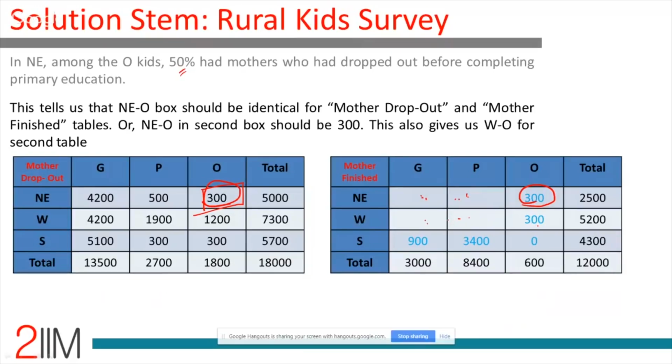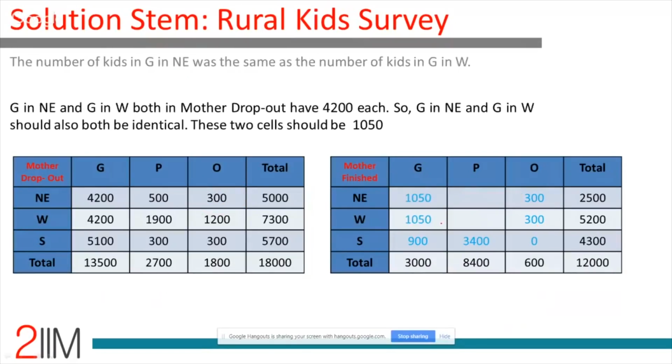And now let's go to that. The number of kids in government schools in the Northeast is the same as the number of kids in government schools in the West. These are equal when you add them up with this number and this number. In Northeast, government kids is equal to government kids in West. Luckily enough for us, these 2 numbers are equal. That means these 2 should also be equal.